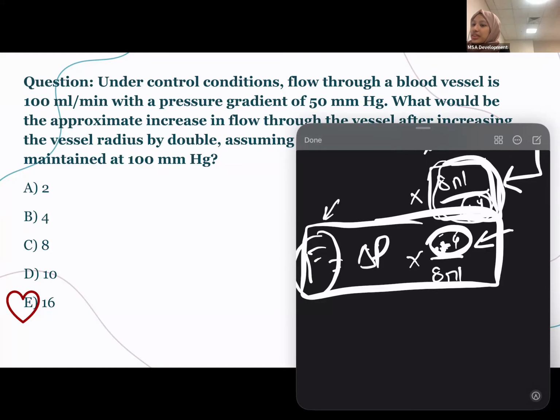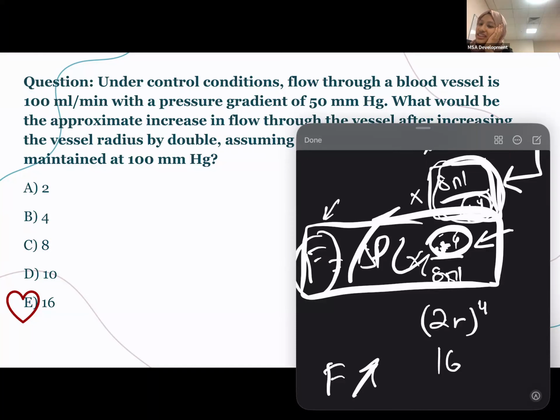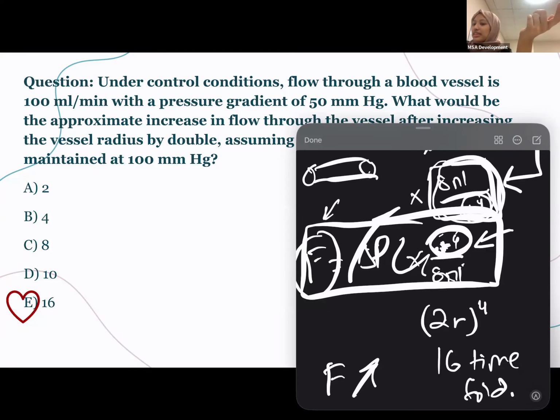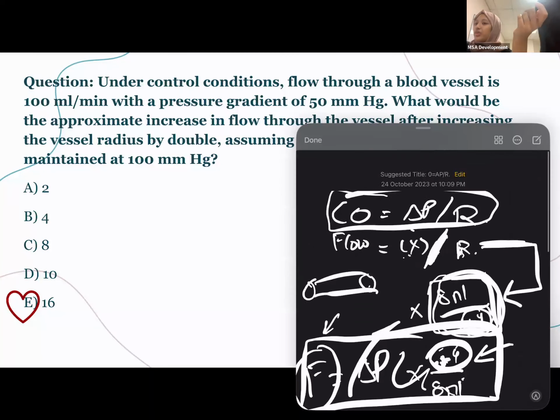Since we're doubling the radius, that means we're doing 2 times r, and 2 to the power of 4 is 16. So flow will increase, whatever the other values are, by 16 times, like 16-fold. They're saying you have a blood vessel, and what if you change the radius to be double the amount? How does it affect flow? How many times? The answer is 16, and the basic formula is again this.